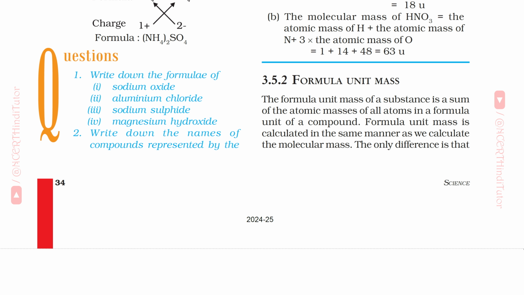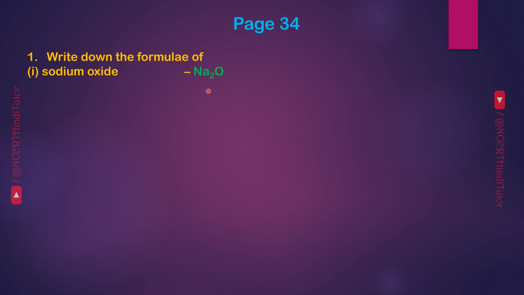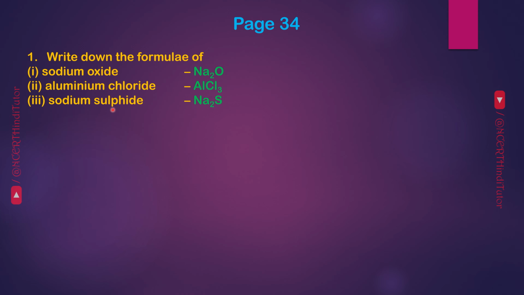Page 34. Questions. Question 1. Write down the formula of first sodium oxide. Answer: Na2O. Second, aluminium chloride AlCl3. Third, sodium sulfide Na2S. Fourth, magnesium hydroxide Mg(OH)2.